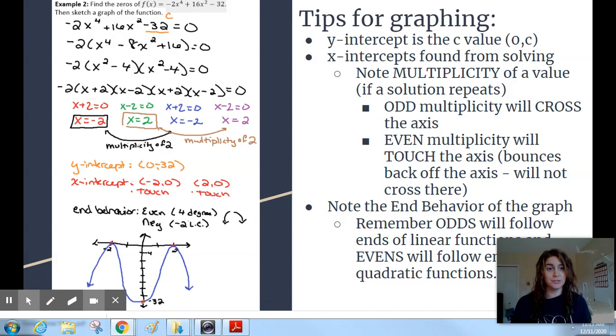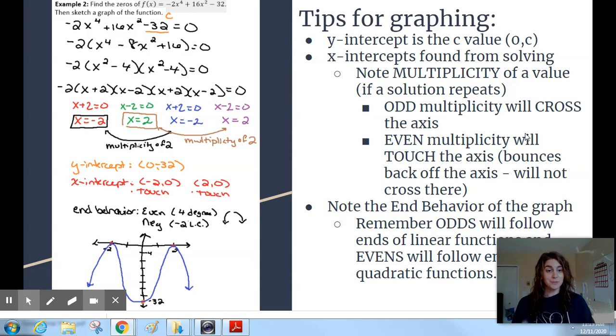So first thing that you're going to do is you want to solve the polynomial, get those zeros. Those zeros are your roots, they're your x-intercepts. So you get that first. You can get your y-intercept first too if you want. Y-intercept's easy, it's your constant value. So it's 0, comma, the constant, whatever it may be. Your x-intercepts are your roots, your solutions.